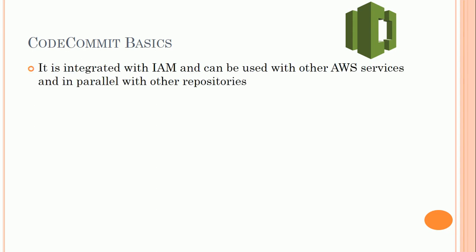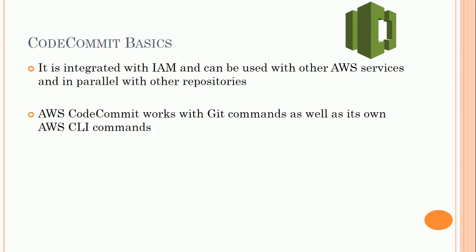It is integrated with IAM. IAM is used to provide access management in Code Commit. It can also integrate with other AWS services and work in parallel with other repositories. AWS Code Commit works with Git commands as well as its own AWS CLI commands. As it is a Git repository, it works well with Git commands.